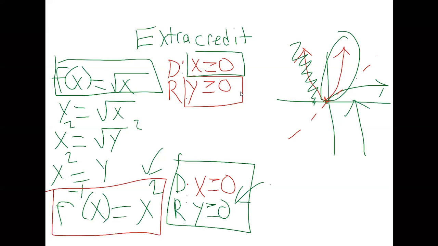If one of your solutions was on the part of that graph I just crossed out, that would be extraneous. It's not truly part of your inverse. So maybe this gives a little more insight into why our extraneous solutions are extraneous. But we're going to look at one more problem.